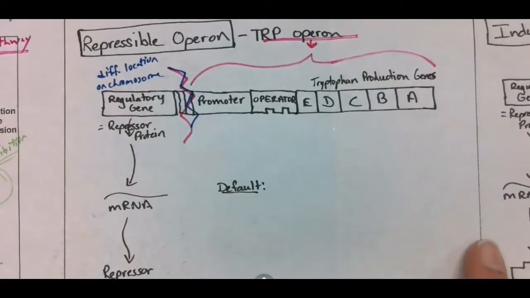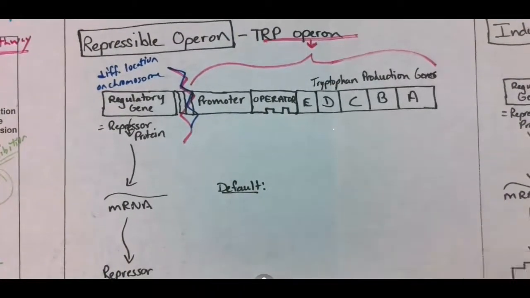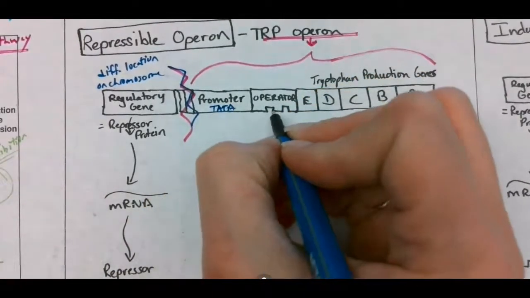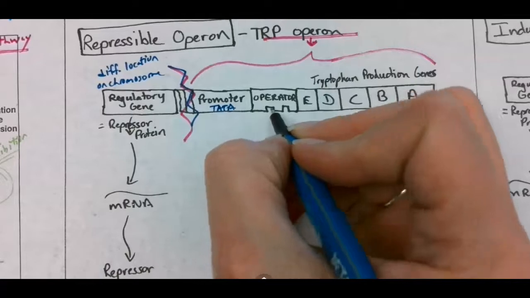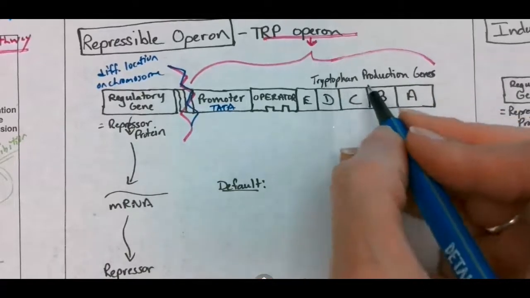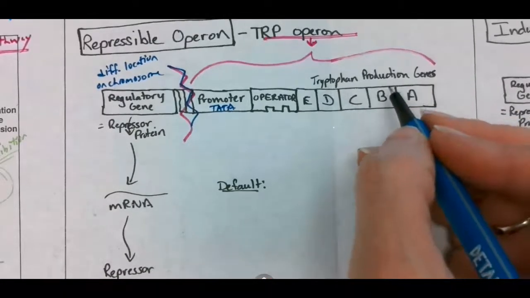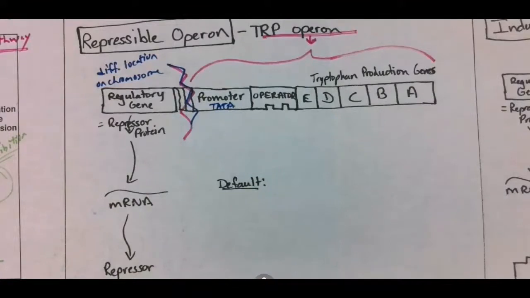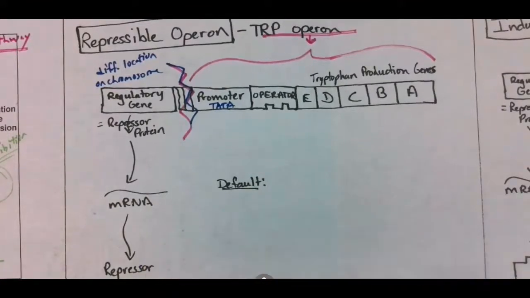Okay, so we have the promoter region. That's where the TATA box is. We have the operator, right? And we have the tryptophan producing genes. And these are the genes that make the enzymes to produce tryptophan. Okay? So, how does this operon work?